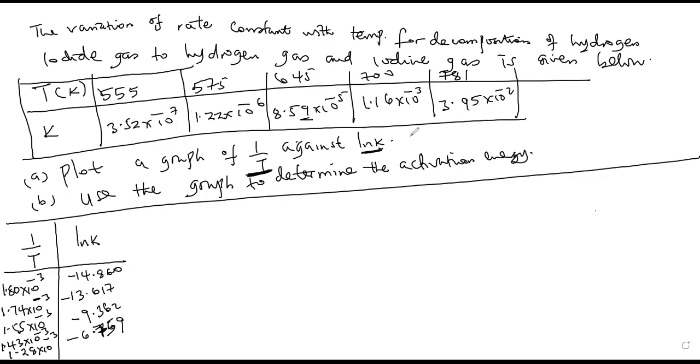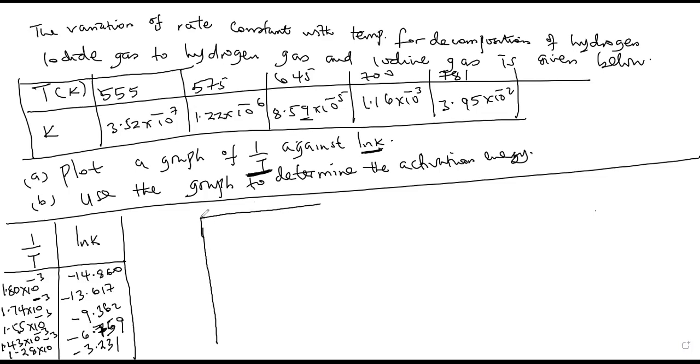Then when you take ln of this, it is going to give you negative 3.231. So by plotting these two, since they want me to plot a graph of 1/T against ln K. Since they all have the same power, negative 3, and the ln is negative, I will have my graph like this.